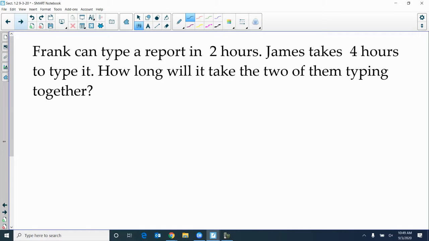Frank can type a report in 2 hours. James takes 4 hours to type it. How long will it take the two of them typing it together? No, we're not going to add those together, divide by 2 and get 3. Okay.